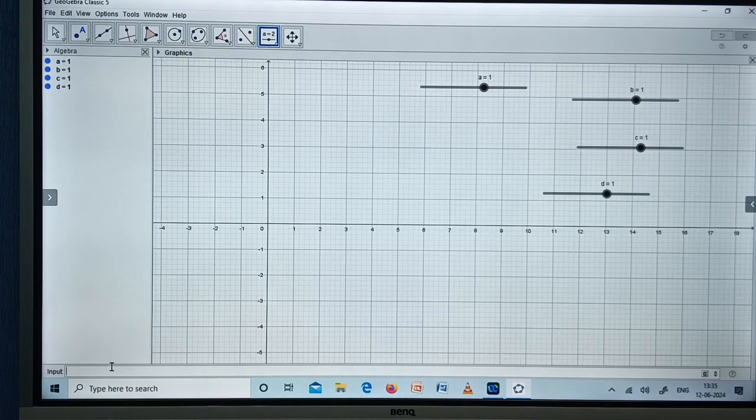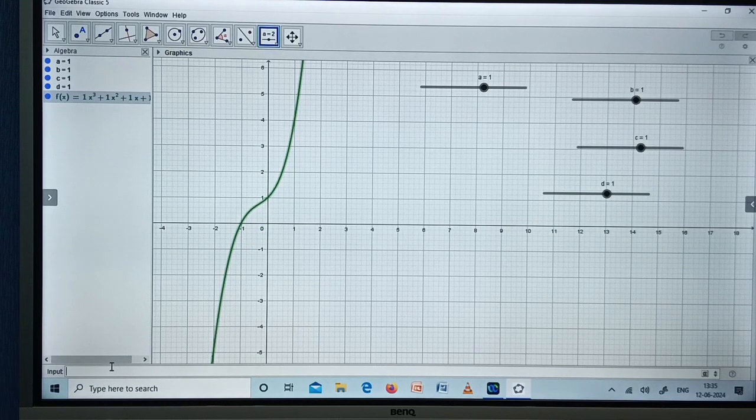Now in the input box, I am going to type ax cube plus bx square plus cx plus d.